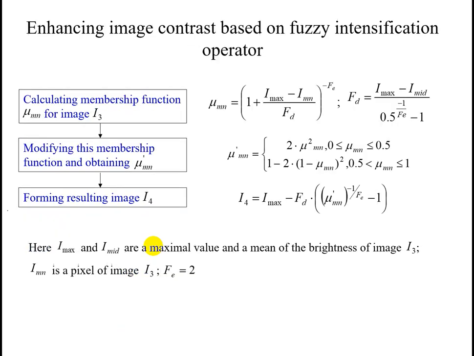We used the fuzzy intensification operator for contrasting our image, and this method contains the next steps. At first, we calculate a membership function mu for image I3 by these formulas, and after that, we modify this membership function by this formula and obtain matrix mu stroke. And after that, we form the resulting image I4 by this formula.